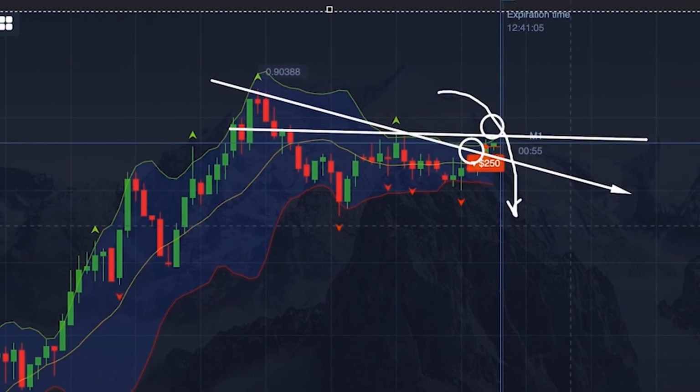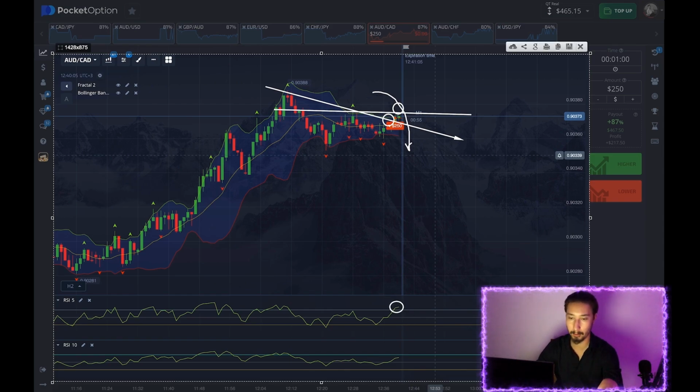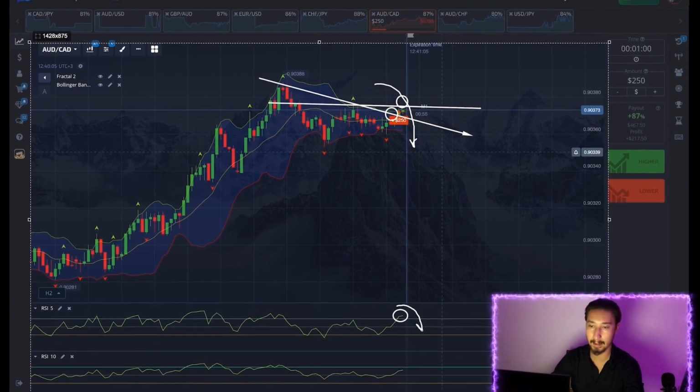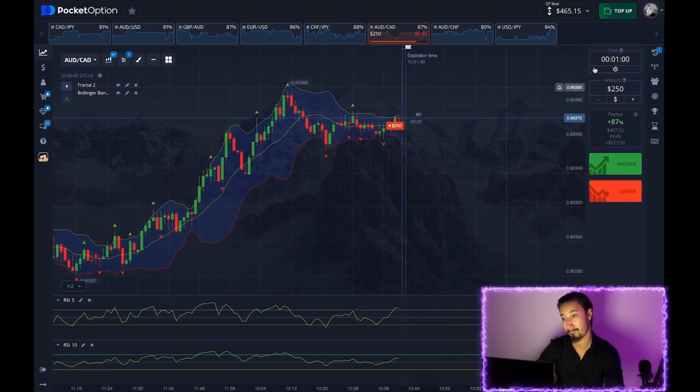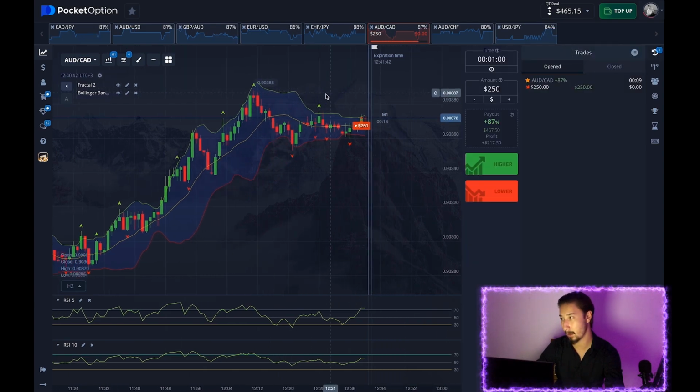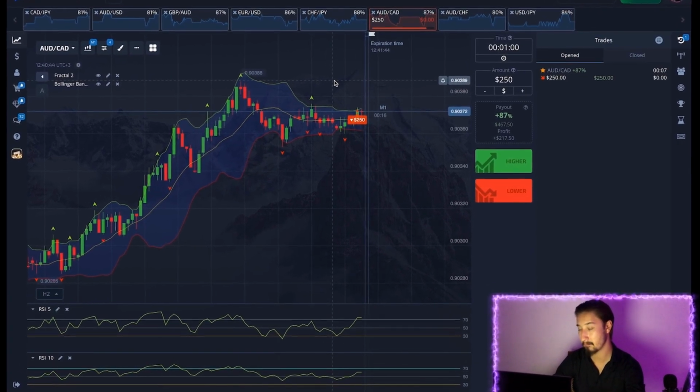Here we also have one of the oscillators in the overbought area. Therefore I decided to open a short trade here, in the last seconds before, like 7. Let's just wait.